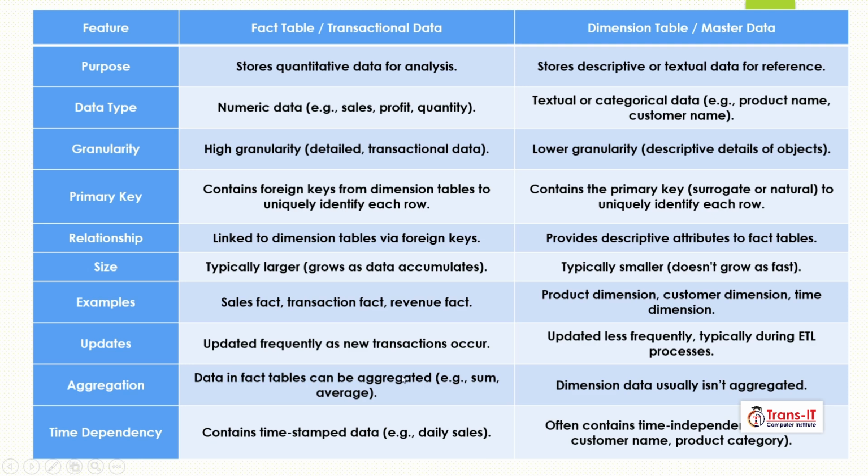Aggregation: data in fact tables can be aggregated, meaning we can summarize it, meaning how much sales happened, how much profit has been made, how much quantity of the product is sold, like that. Dimension data is not going to be aggregated. Time dependence: the fact contains timestamp data, daily sales, so it contains time-dependent data. The dimension is independent data, that is customer name, product name. So here you will understand what exactly the dimension table and fact table are, which I also showed you practically.